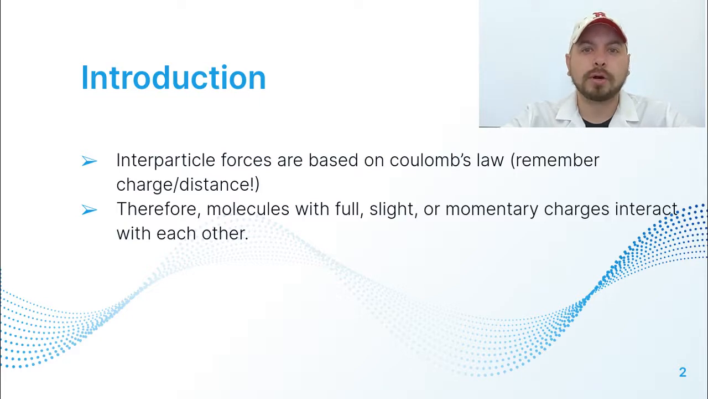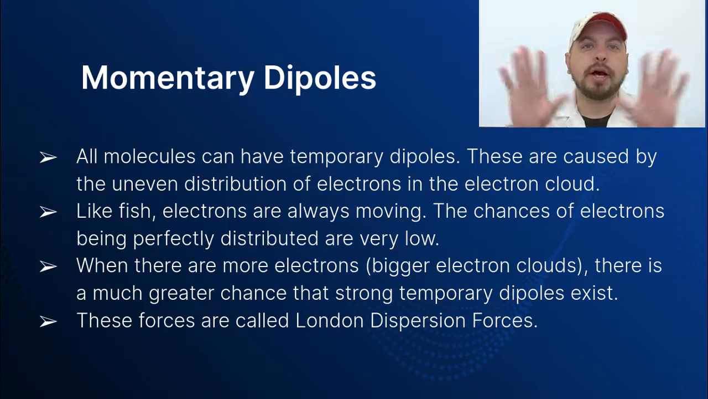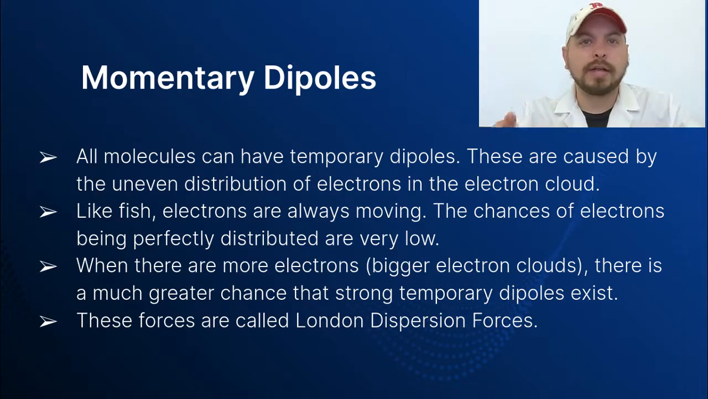Let's go ahead and start by defining a few of these different interparticle forces. If you think about a fish tank, the odds that fish are going to be evenly distributed throughout the entirety of the fish tank at any given moment is pretty small. More often than not, there are going to be more fish on one side than on another. In a molecule, the electrons behave in much the same way. In many cases, the electrons are going to be distributed unevenly, even if it's a nonpolar molecule.